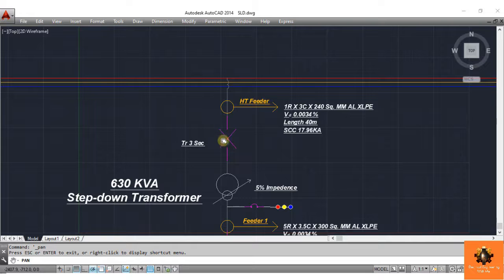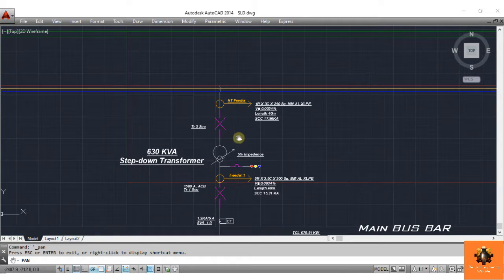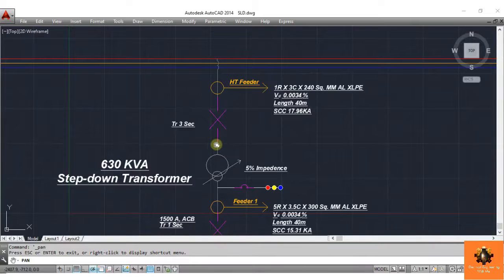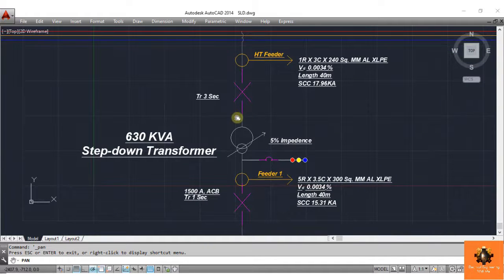Now note one important point here. If you are working on a low voltage system, then up to this point, primary side of the transformer, you do not need to calculate the cable size or any other equipment, because the electricity board or electricity company will provide you everything up to this point. Okay, which is the primary side of the transformer.